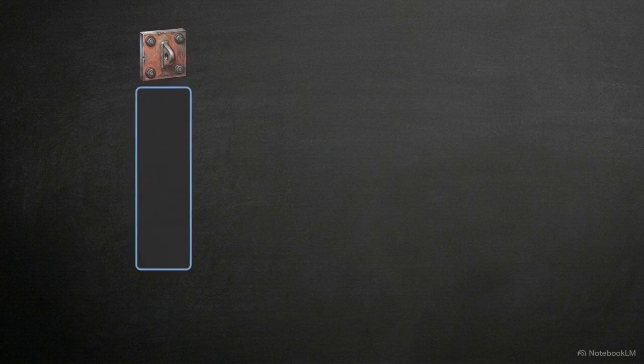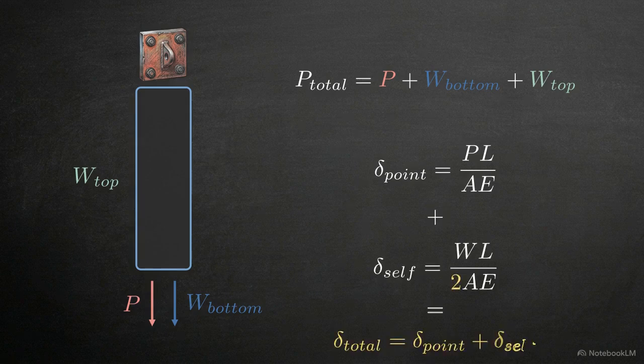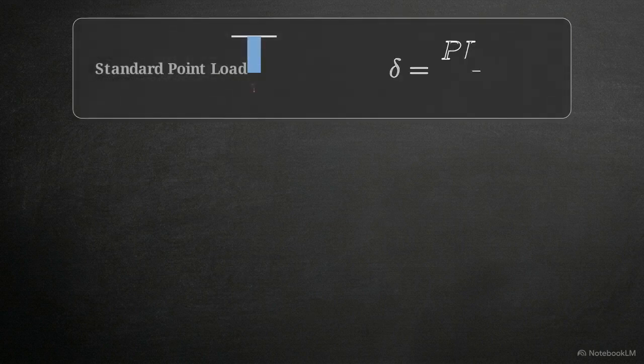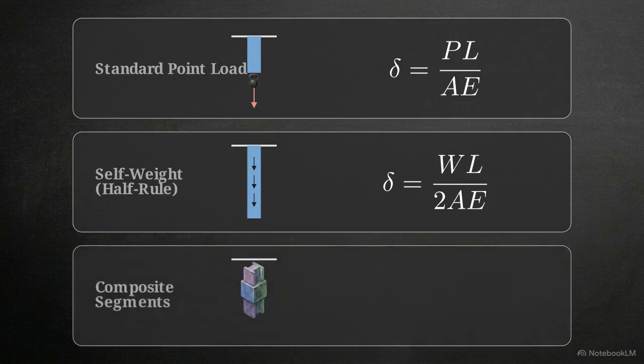Here's the solution. That top segment is supporting three distinct loads: the external pull at the bottom, the total weight of the thinner segment hanging below it, and its own distributed self-weight. Once you identify these forces, you can calculate the total elongation by combining your results from the point load and self-weight formulas. This cheat sheet summarizes our rules. We have the standard formula for point loads, the half rule for self-weight, and the summation rule for composite segments.